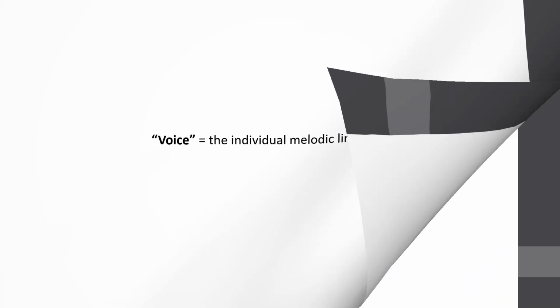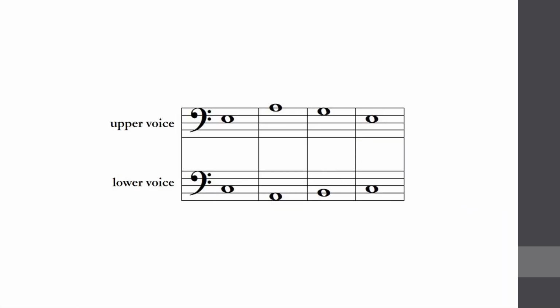The term voice refers to the individual melodic lines. It does not refer to an actual human voice. Each melodic line, or voice, can be written on a separate staff. This is typical when writing for different instruments.